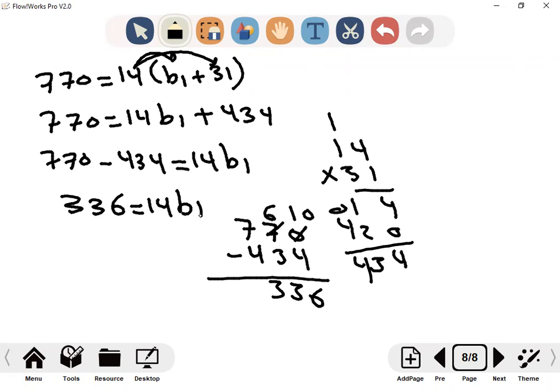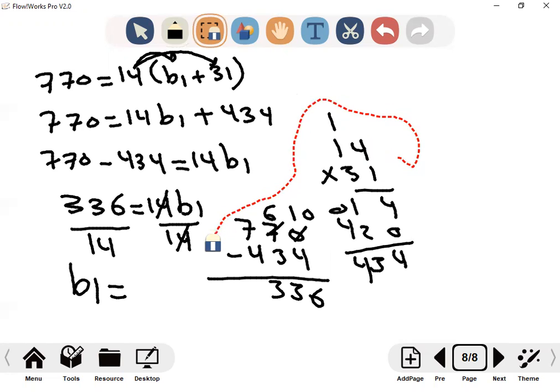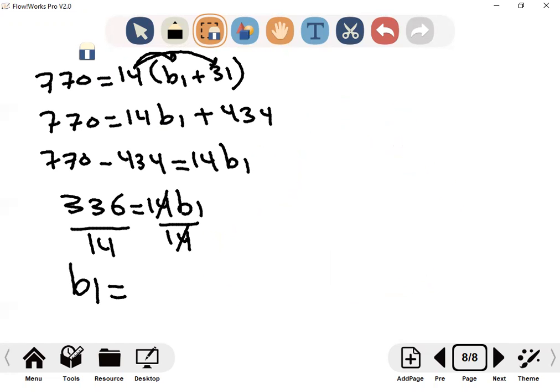I want B1. What will I do? Divide both sides by the coefficient 14. So B1 equals 336 divided by 14. I'll use my calculator. 336 divided by 14 is 24. So B1 is 24.